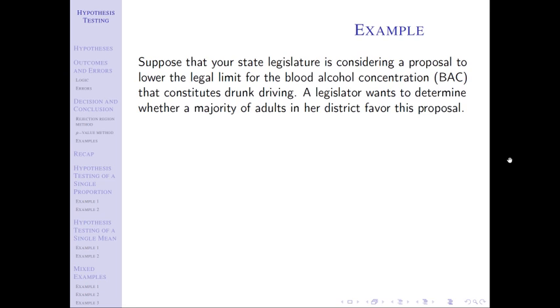A legislator wants to determine whether a majority of all the adults in her district favor the proposal. Again, we're just making sure we understand the context. We're trying to figure out how everyone feels, but we can't really ask everyone because people move in and out all the time. People are out of town or at work, won't pick up their phone. You couldn't go door to door. It just would be infeasible, right? So what are we going to do? We're going to take a sample and use that to make the inference on the overall population.